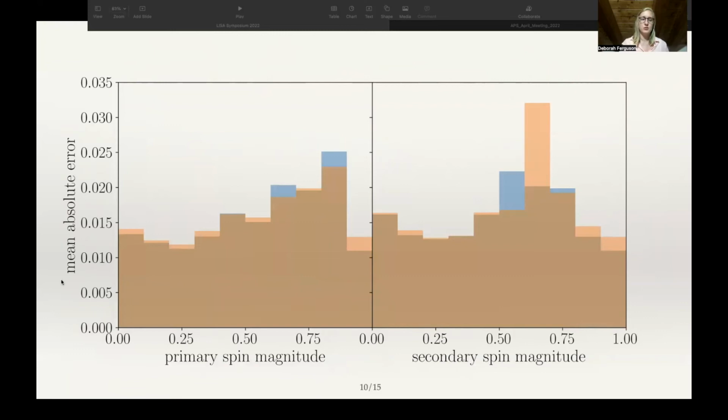This shows the mean absolute error binned by the primary and secondary spin magnitudes. And you can see in general that as you increase the spin magnitude, the errors go up.